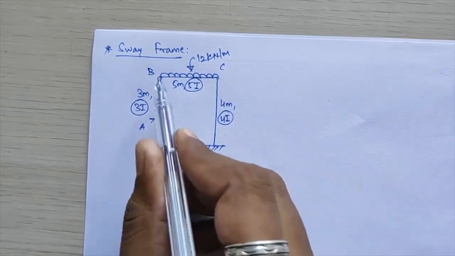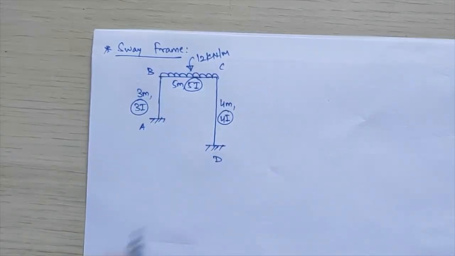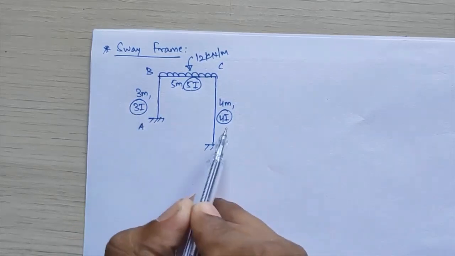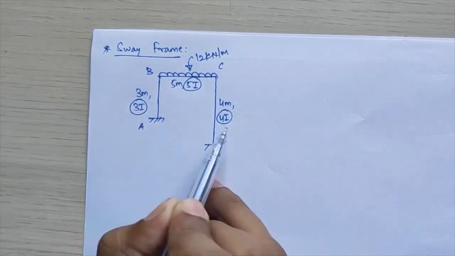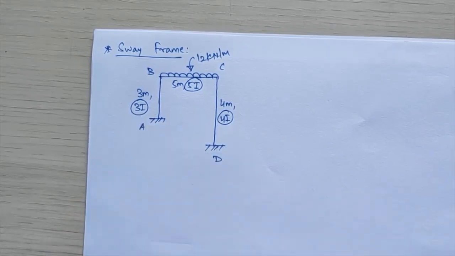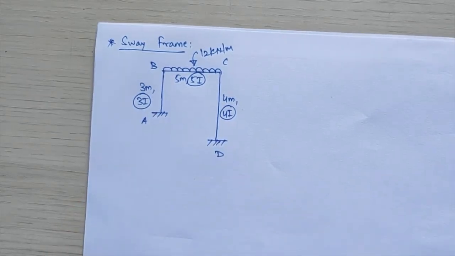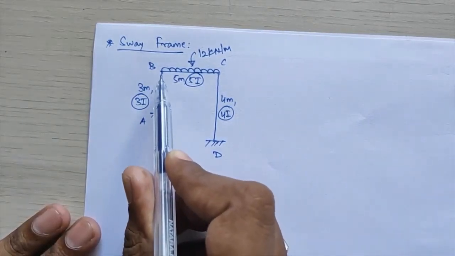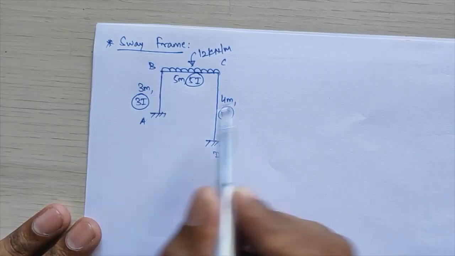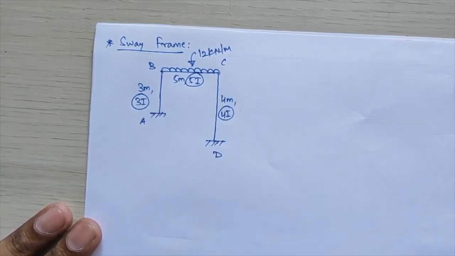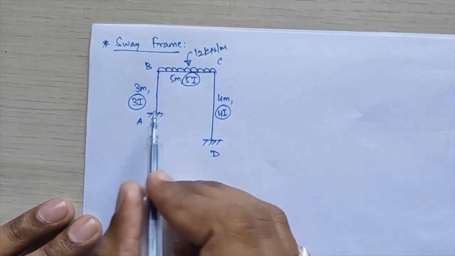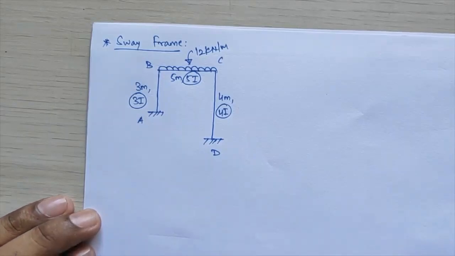First, the length of both the columns must be the same. Secondly, the moment of inertia values, here 3I and 4I, are different, so again the frame will be classified as a sway frame. If those are similar, then the frame will be classified as a non-sway frame. Then the material of casting: suppose the casting material for column AB is different from that of column CD, then also the frame will be classified as a sway frame. If those are similar, the frame will be classified as non-sway.